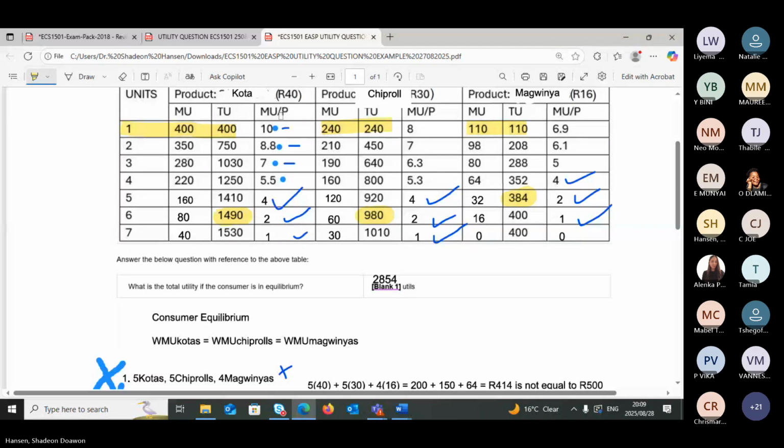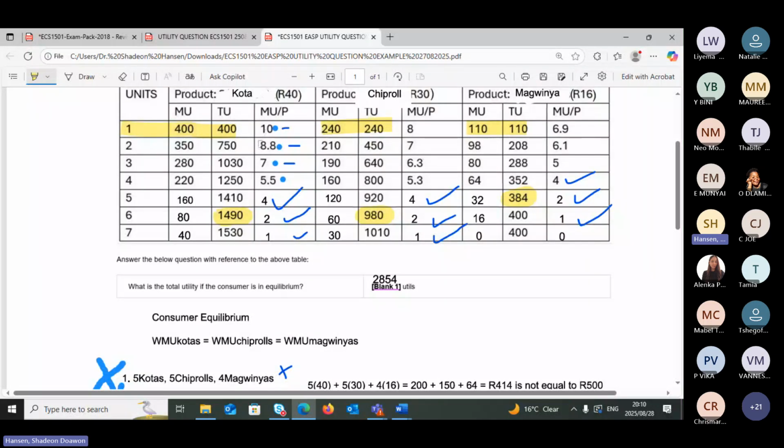Now, there's a 10 over here, but there's no 10 over here, so we don't even bother, because there are 3 goods. That 10 has to appear 3 times. It cannot appear once, it cannot appear twice, for that to be a condition of consumer equilibrium. So 10 appears only once, so we disregard that. We're not going to waste our time. 8.8 as well, there's no 8.8 here. Let's move on.